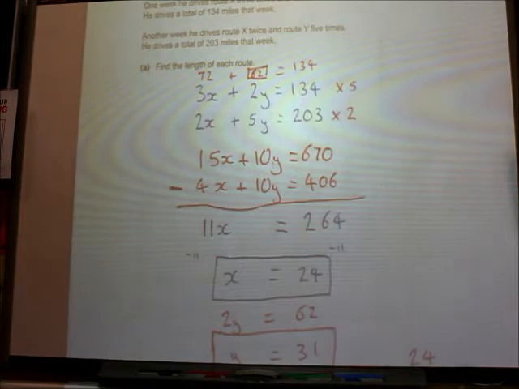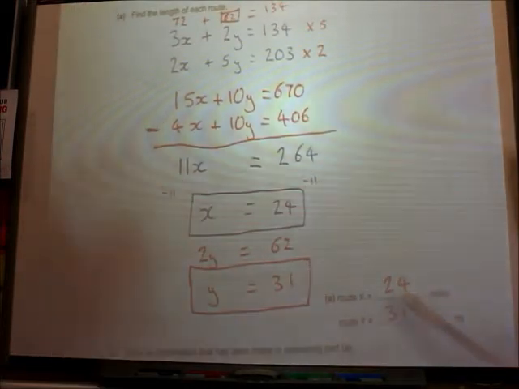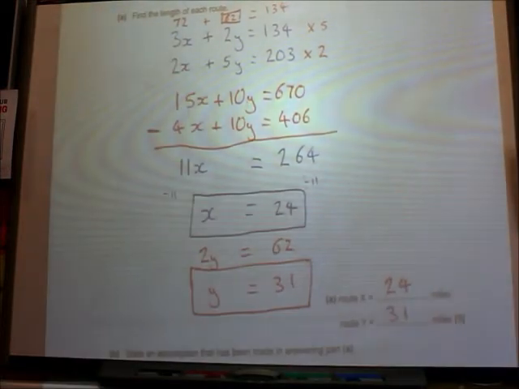If you wanted, you could multiply these up by the given figures here to make sure they work, but I'm sure they do. The very last bit is only 1 mark. State an assumption that has been made in answering part A.